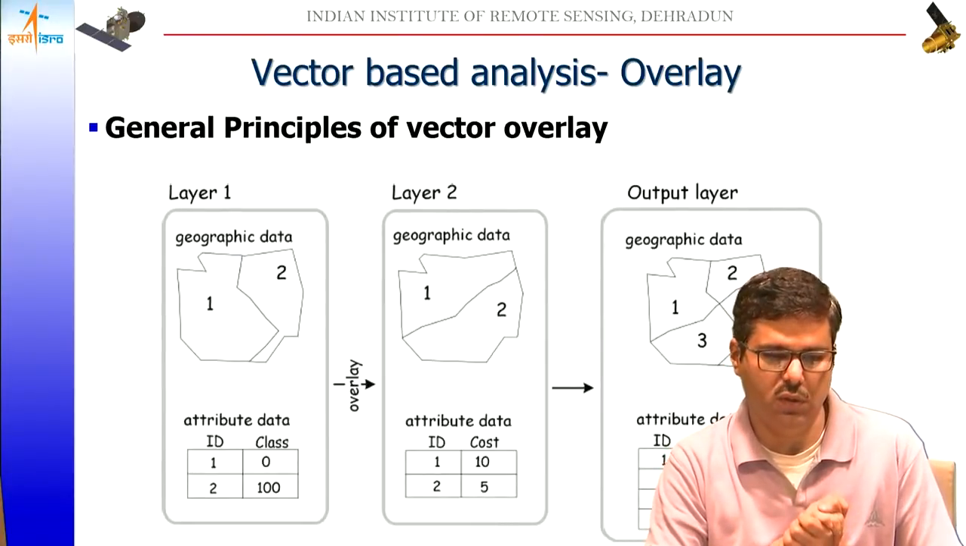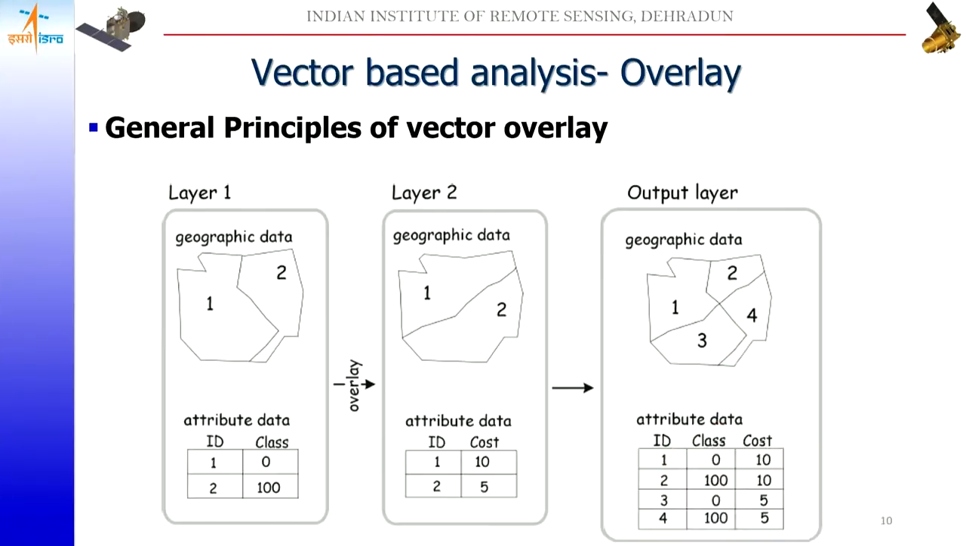Now let's also try to understand the basic principle of how an overlay operation works in the case of vector data. Here we are considering two layers, layer 1 and layer 2, and those preconditions are satisfied here. Both are georeferenced, and they are also overlapping in the study region. In layer 1, there are two polygons, 1 and 2, and there are two attributes, ID and class. Polygon 1 has an ID of 1 and class of 0. Polygon 2 has an ID value of 2 and class of 100.